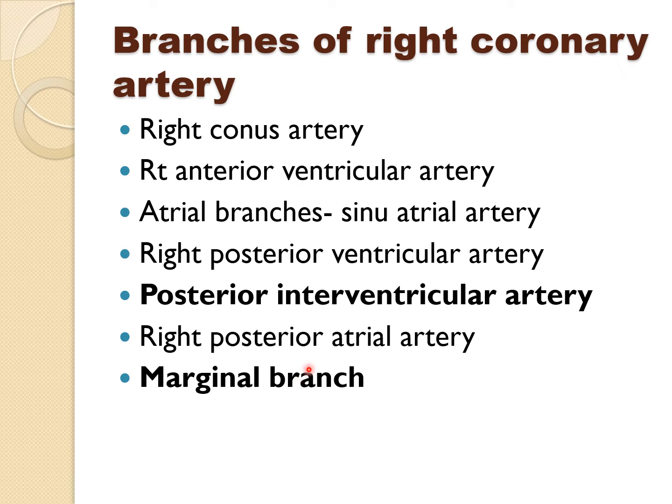The right posterior atrial artery supplies the majority of the posterior surface of both the right and left atria. So the right posterior atrial artery supplies the right and left atria, and the marginal branch supplies the inferior border and anastomoses with the marginal branch of the left coronary artery. So these are the branches or pattern.